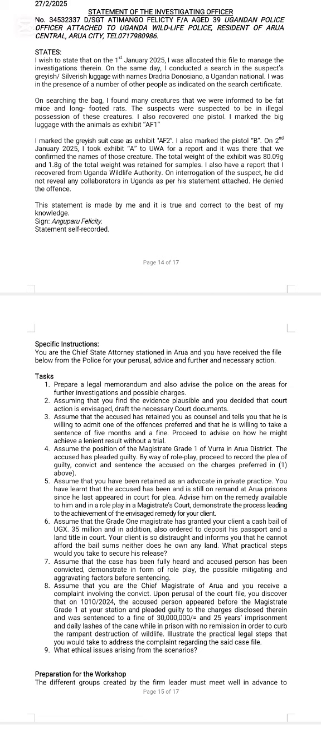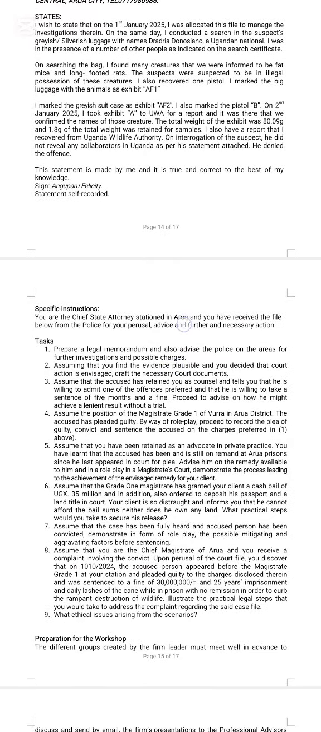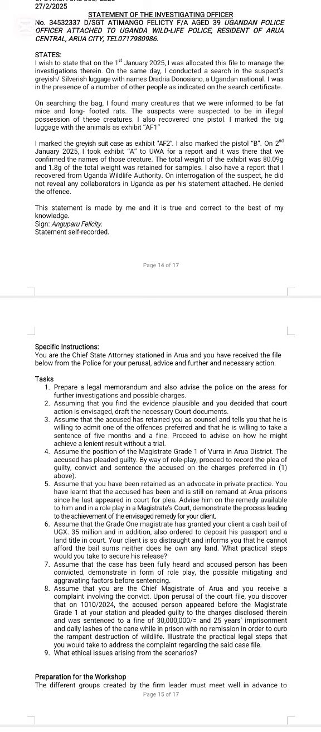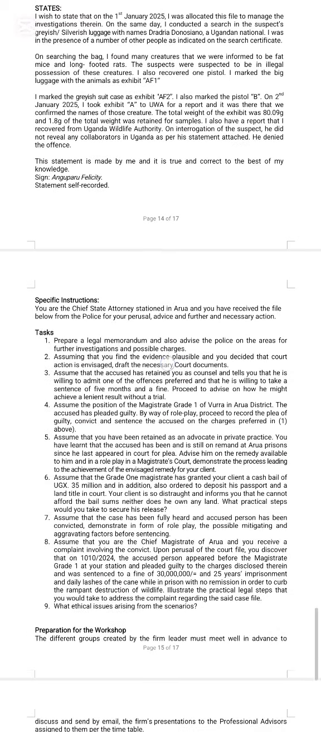On searching the bag, I found many creatures that were informed to be fat mice and long-footed rats. The suspects were suspected to be in illegal possession of the creatures. I marked the gauge suitcase as an exhibit. I also marked a pistol for one drive. The total weight of the exhibit was 80.9 grams.